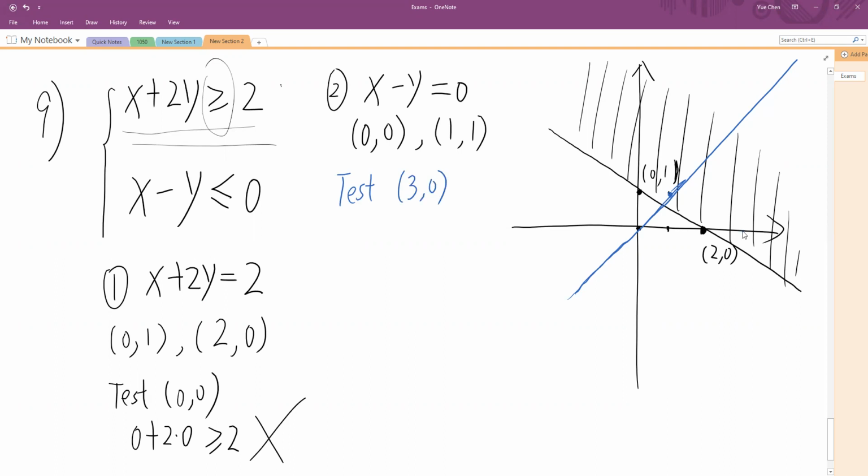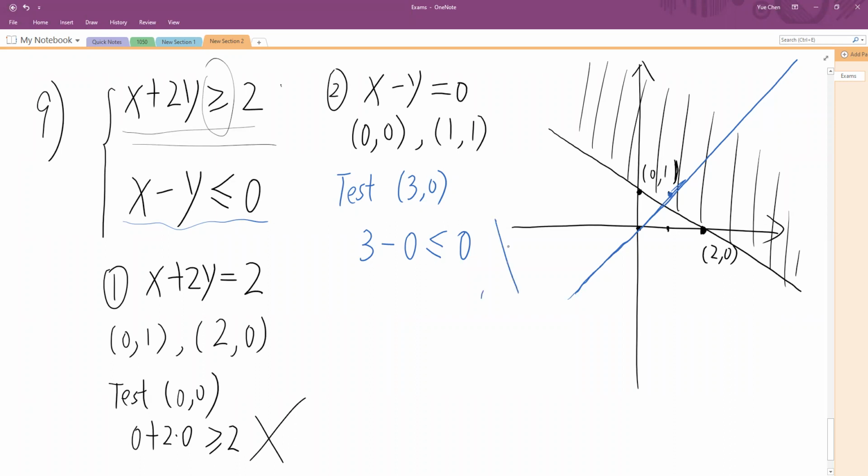You can also choose (2, 3), or (4, 0), (0, 4), (0, 3). It doesn't matter, just choose an arbitrary point. Okay, so we choose the point (3, 0). Plug it into here: 3 minus 0 is less than or equal to 0. Is this correct?